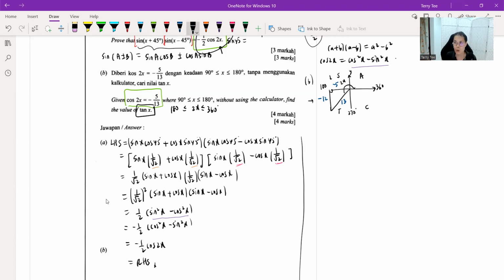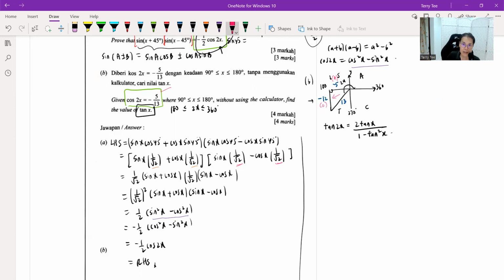I need to first find what is tangent 2x. Now we go back to the formula for tangent 2A. This formula is given in SPM. So it's 2 tangent x over 1 minus tangent squared x. And when you read from this triangle, you can see your tangent is your opposite, which is negative 12, divided by your adjacent, which is negative 5.